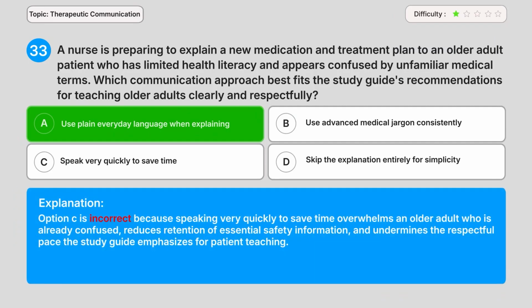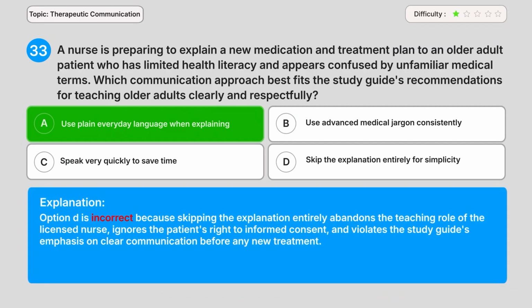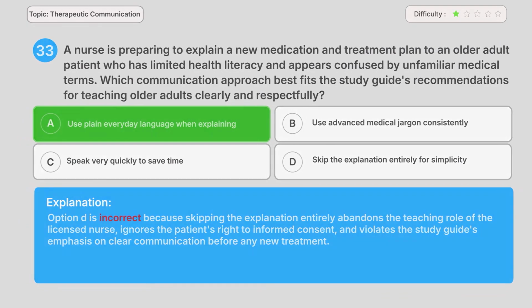Option C is incorrect, because speaking very quickly to save time overwhelms an older adult who is already confused, reduces retention of essential safety information, and undermines the respectful pace the study guide emphasizes for patient teaching. Option D is incorrect, because skipping the explanation entirely abandons the teaching role of the licensed nurse, ignores the patient's right to informed consent, and violates the study guide's emphasis on clear communication before any new treatment.